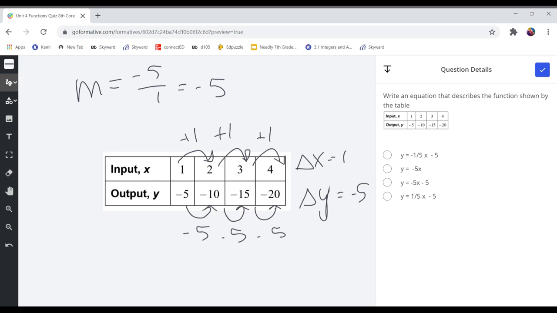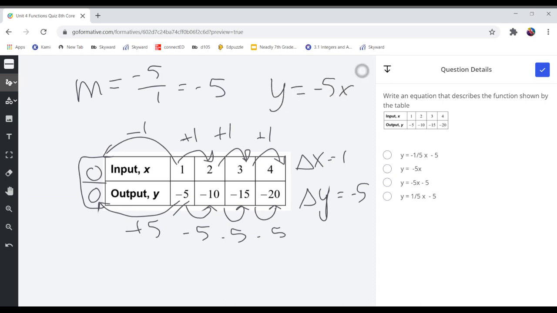Now the other thing it does not have is the y-intercept. So to get a value of 0, I subtract 1. Well, if I follow the pattern of adding 1 for the x values and subtracting 5 for the y values, I want to add 5. So negative 5 plus 5 equals 0. So that means the equation is going to be y equals negative 5x, which is the second option.